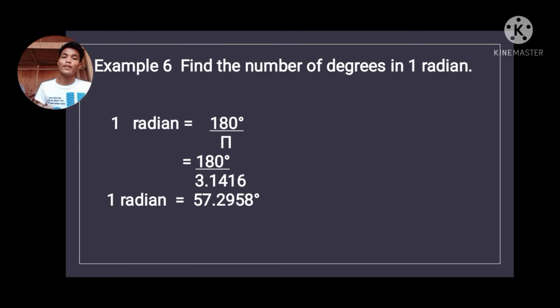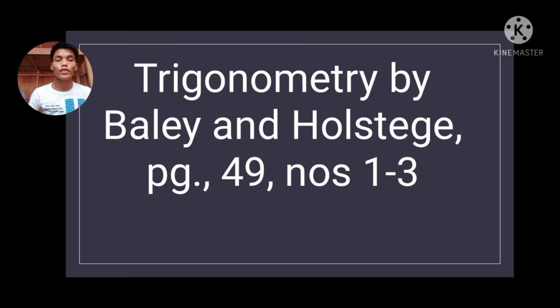Example 6: find the number of degrees in one radian. If one radian is equal to 180 degrees over pi, then 180 degrees over 3.1416, which is the equivalent number of pi. Now 180 degrees divided by 3.1416 gives us one radian is equivalent to 57.2958 degrees. Okay. Now let's move on to our next report in trigonometry by Bailey and Hostage.